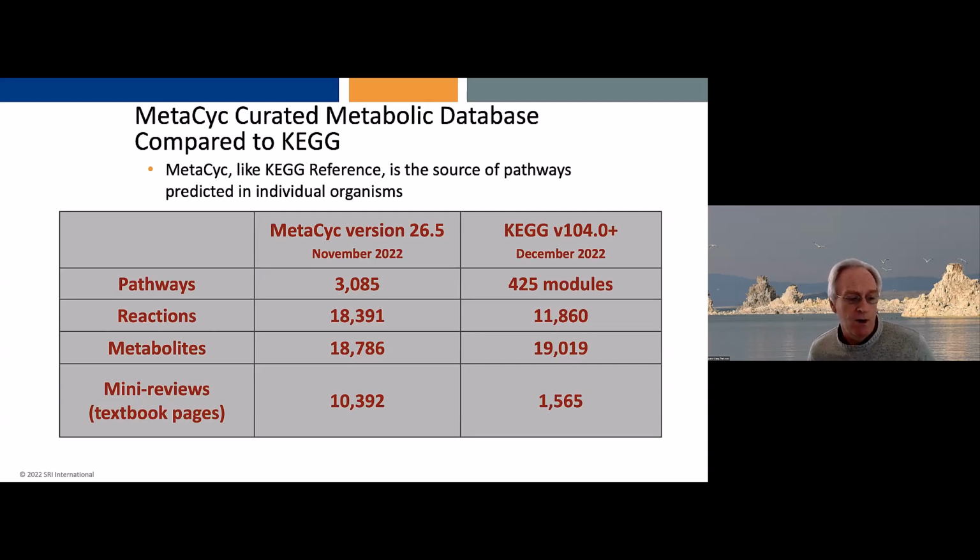And another real source of value in MetaCyc and BioCyc in general is what we call the mini reviews that the curators have authored about genes and enzymes and pathways and operons. We have 10,000 textbook page equivalents of mini reviews in MetaCyc alone. KEGG has 1,500 textbook page equivalents.